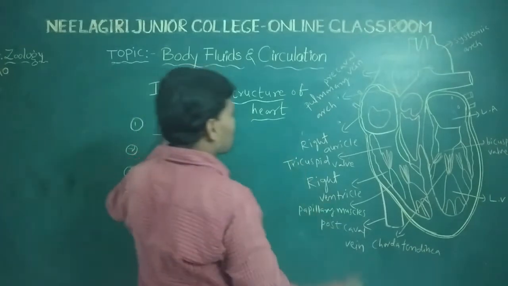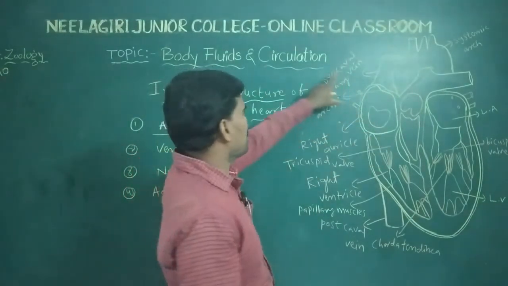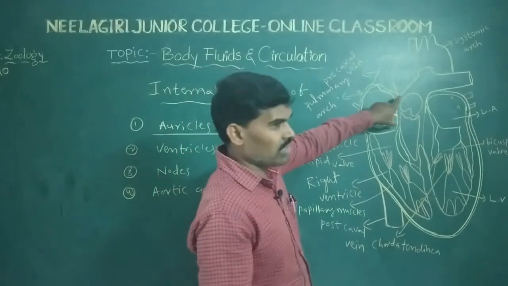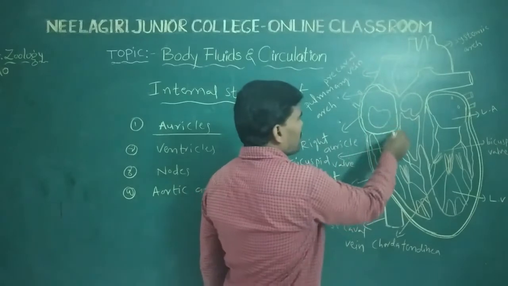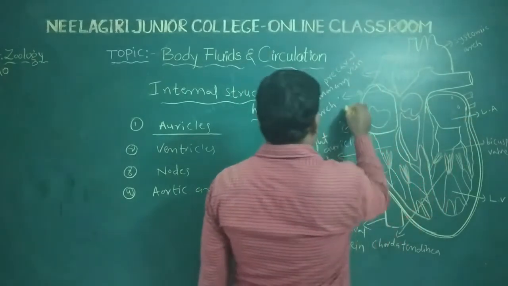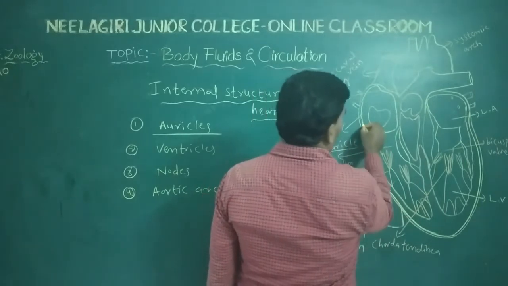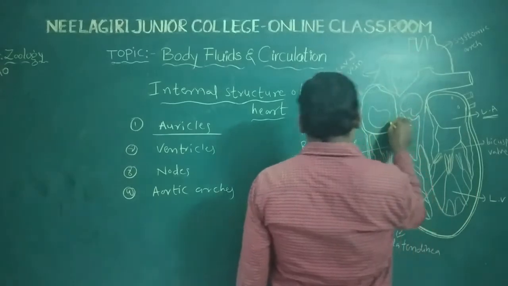For the internal structure of the heart, observe this diagram clearly. Now let's see the auricles here. This is the right auricle, and this is the left auricle: the left auricle and the right auricle.